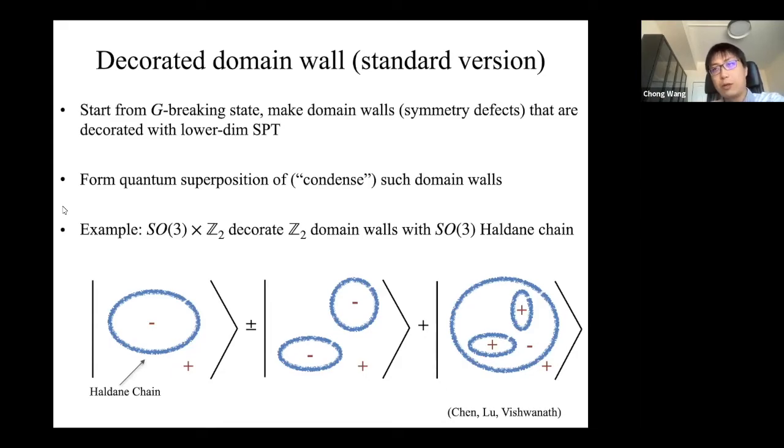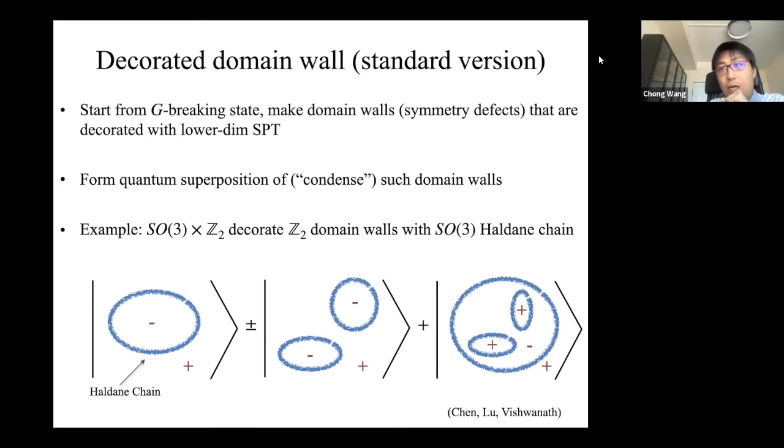Let's think about what's called the decorated domain wall construction. Let me first tell you how it works in the standard case, in the clean SPT. The idea is you start from a state that spontaneously breaks the symmetry G, and then you can have domain wall excitations in that spontaneous symmetry breaking phase. Just to be concrete, let's think about a Z2 symmetry that is spontaneously broken. It's like an Ising ferromagnet, and then you can have domain walls between spin up and spin down.